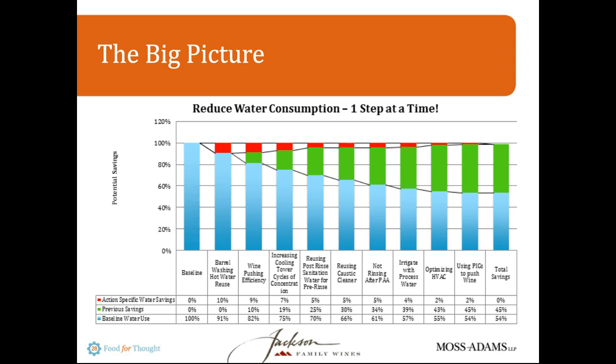So another question. How often should you review your water and energy consumption? Should it be monthly, annually, quarterly? You're not sure.